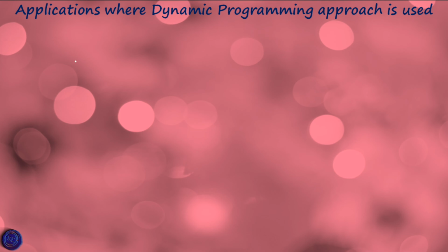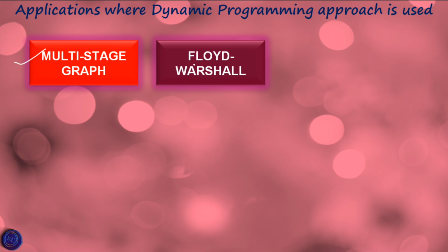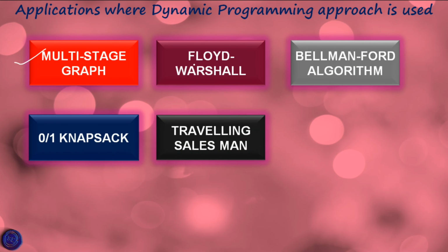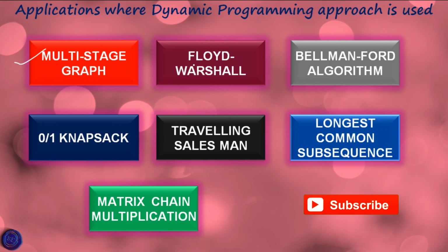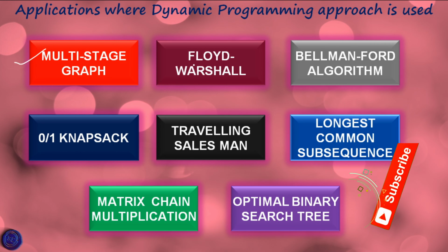Now let us discuss the applications of dynamic programming. It is used in multi-stage graph, Floyd-Warshall, Bellman-Ford, 0-1 knapsack problem, traveling salesman, longest common subsequence, matrix chain multiplication, and optimal binary search tree. In each video session I would like to discuss each application of dynamic programming. So I request you to watch them without fail.